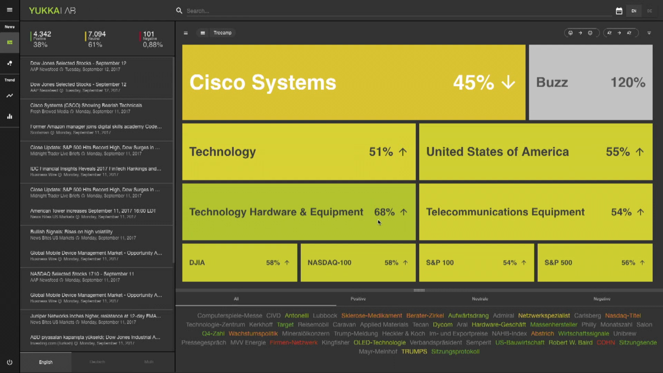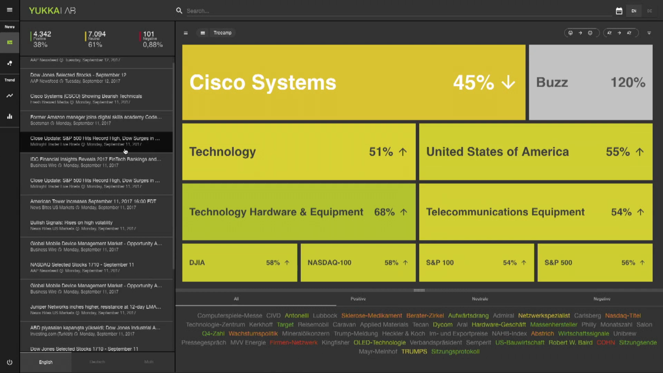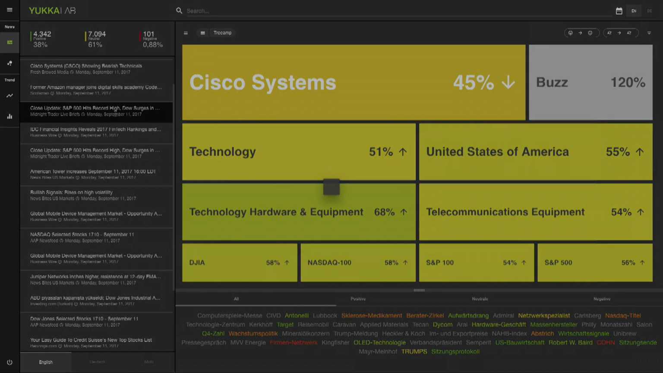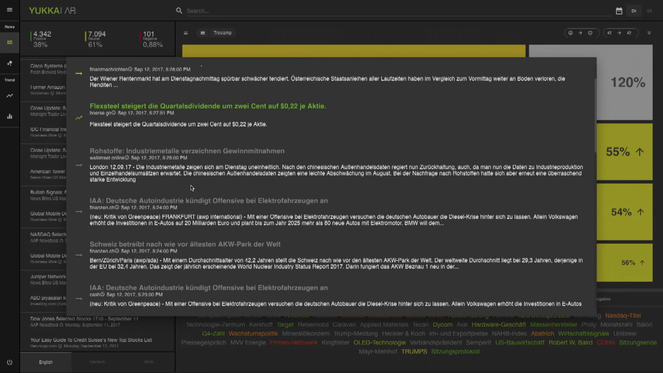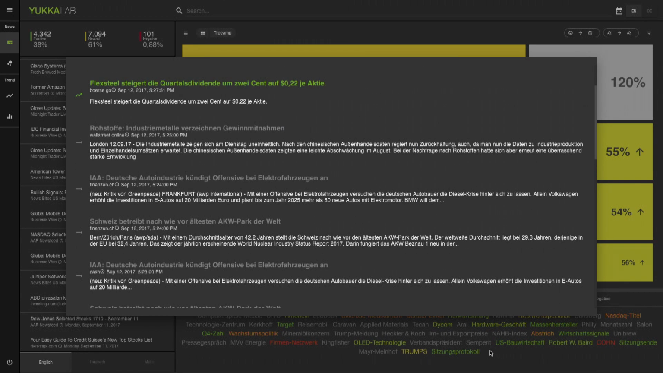I can see the sentiment score, I can see the sentiment trend, and I can see the sentiment of the indices this company is in. At the bottom, I can see what topics Cisco Systems is connected with and mentioned with in the news. And on the left-hand side, I can read into the context of these topics with the articles.